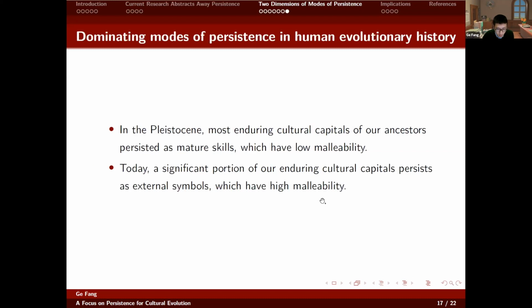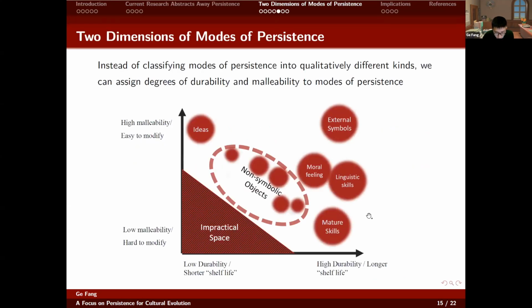A very, very rough trend of available modes of persistence in human evolutionary history can be described as moving from the diagonal of the 2D space to the top right corner of the 2D space.